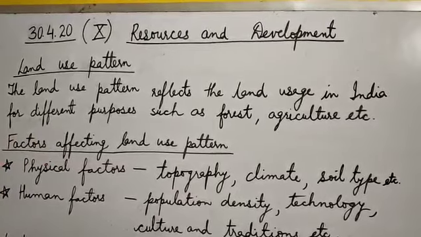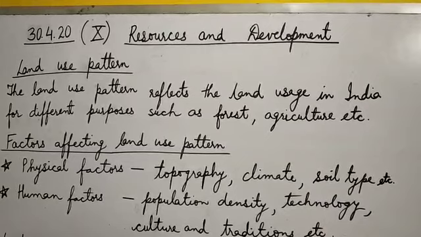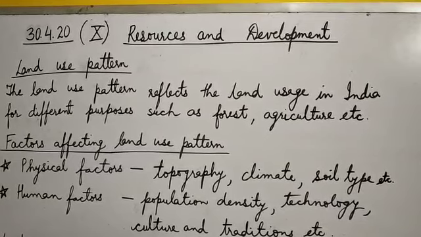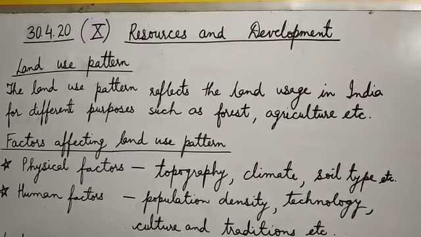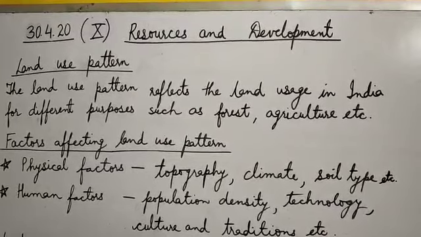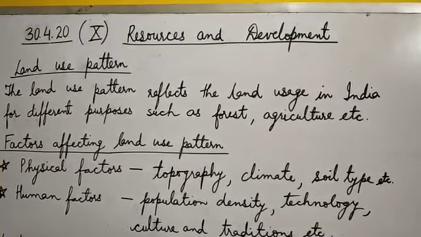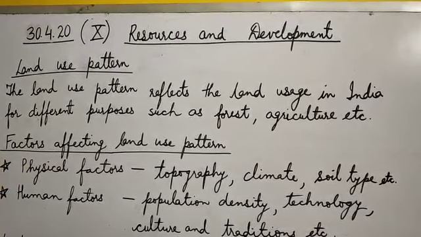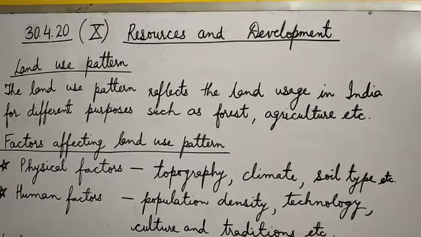As I told you, as time passes, this land use pattern keeps on changing. Like the place where we see institutions and buildings and different types of structures. Earlier it was full of forest, or it was used for agriculture purposes. But now it has changed. So let us see which are the factors responsible for this land use pattern.